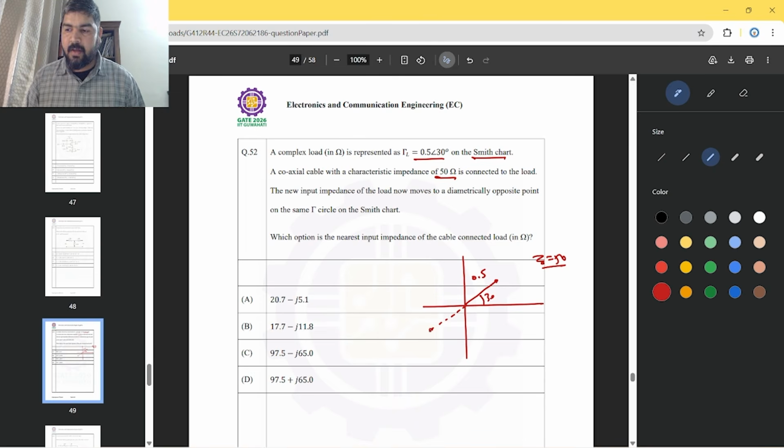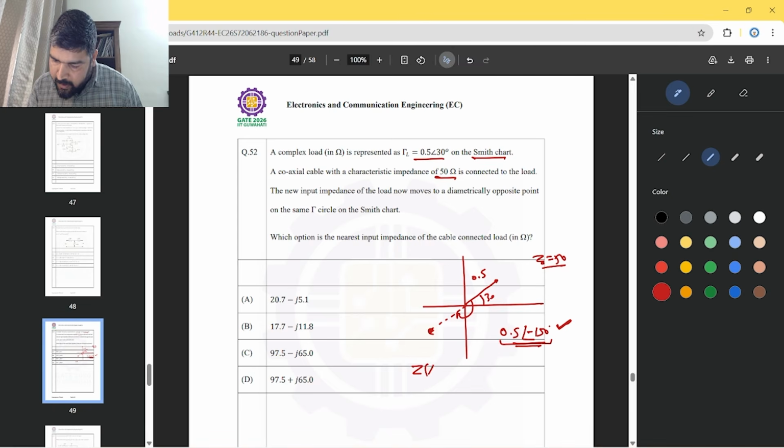If we connect some load and then look from some length, this will be the reflection coefficient. The reflection coefficient will become 0.5 at an angle obtained by subtracting 180 degrees, so it will become minus 150 degrees. What we need to find is which option is the nearest input impedance of the cable connected load. The load is connected, and we need to find the input impedance at this location, when the reflection coefficient has achieved this value.